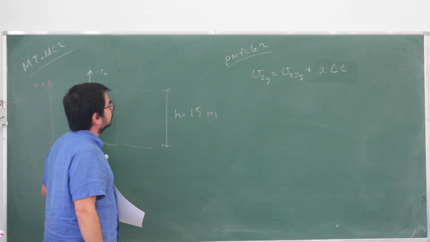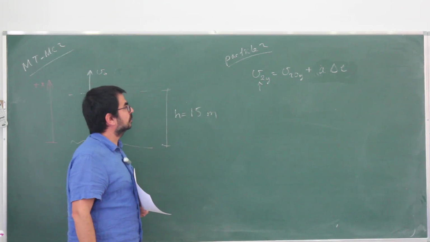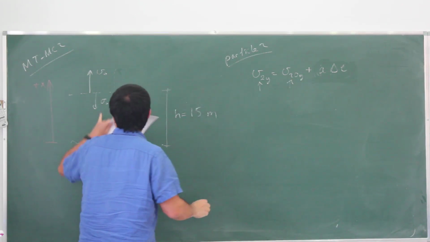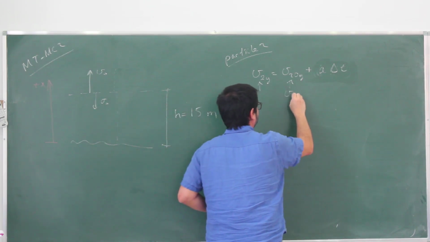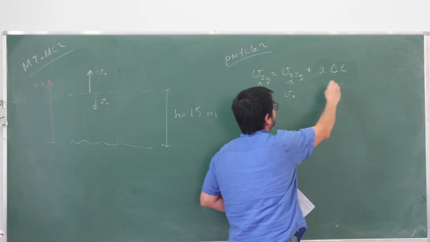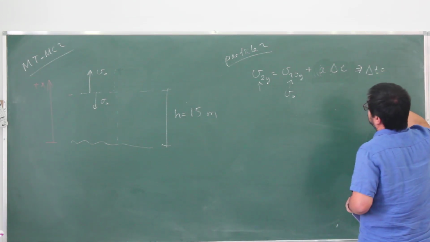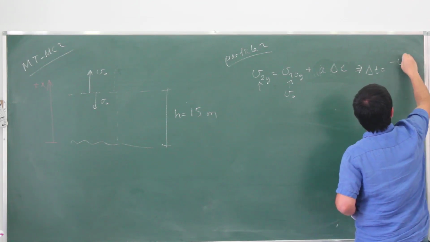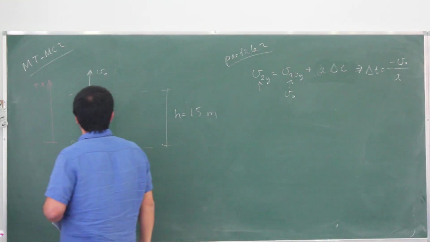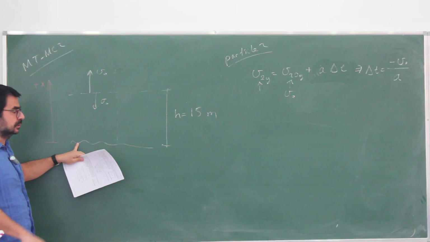Okay? And this is going to be 0. At the maximum height, the velocity is going to be 0, as in the previous problem. We chose up as positive, so this is v0. And a is just the acceleration g, and this is delta t. But from here, I can pull delta t to be minus v0 over a.